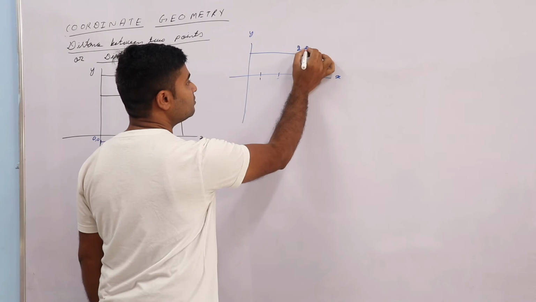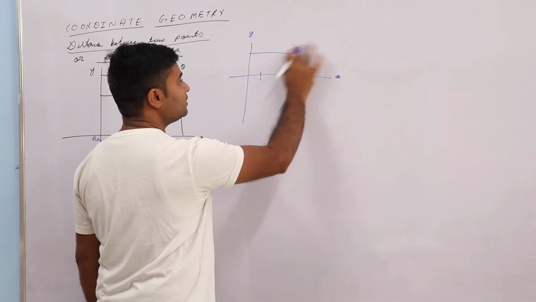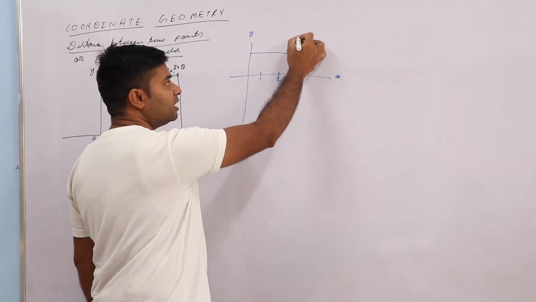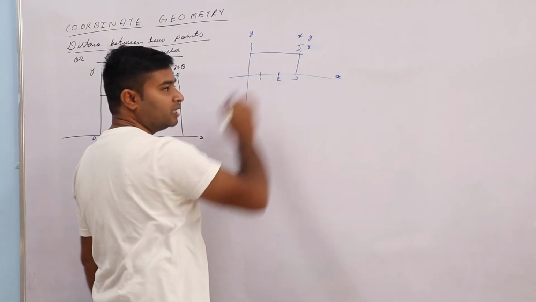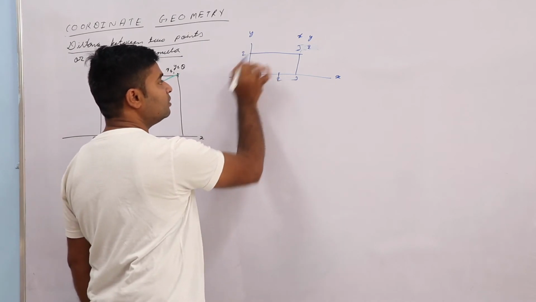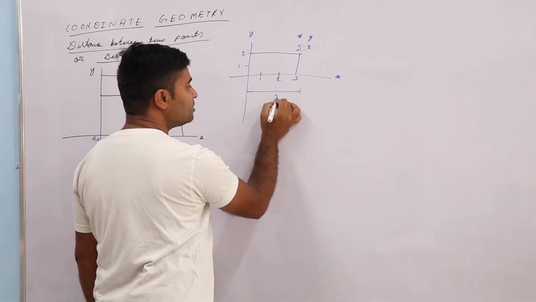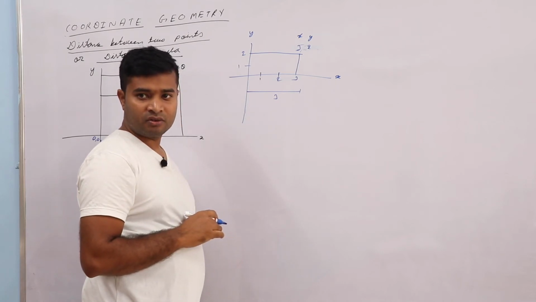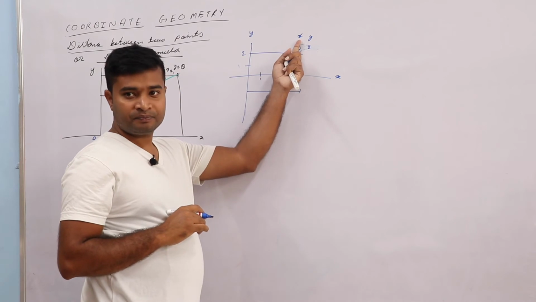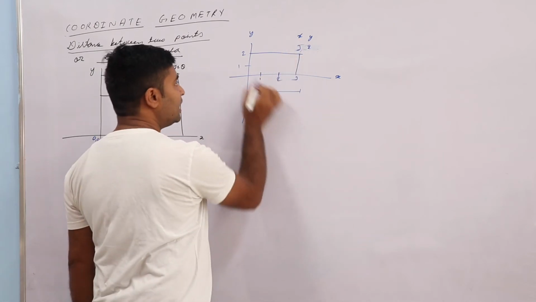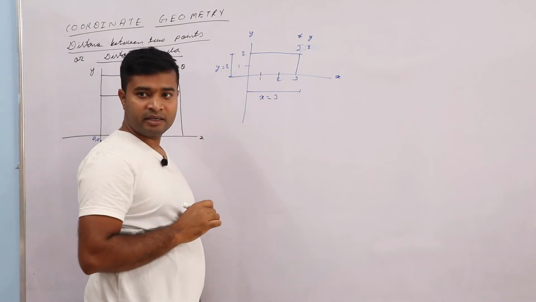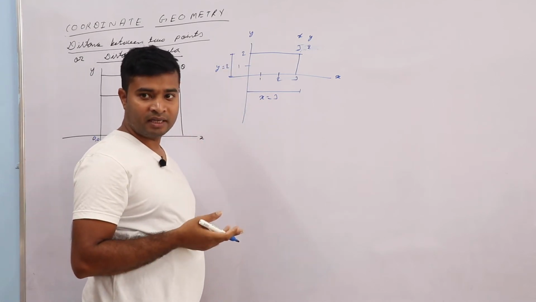Make it 3, 2. Now okay, right? X is equal to 3 and y is equal to 2. This is 1, 2. Means from here to here is 3 units. 3 units is equal to x. So here x is equal to 3, and from here to here y is equal to 2. You getting how I am taking the x and y value?